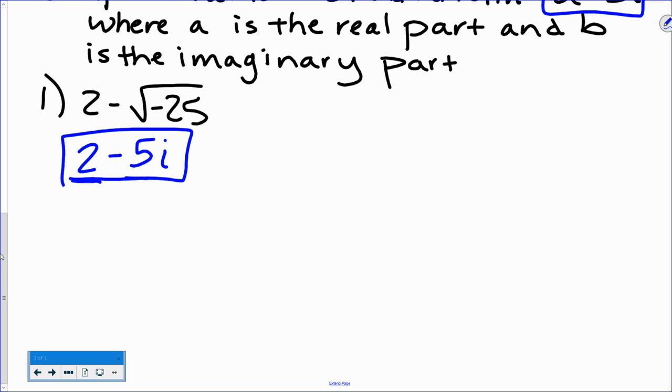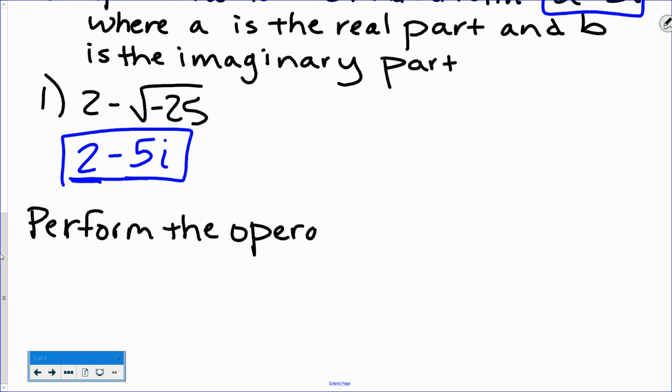Okay. So then there's a few other things that we'll do with our complex numbers. We will add them, subtract them, multiply, and do some things with division. And so that's what we'll look at for the remaining problems in our lessons here. So we'll go ahead and perform the operations, whatever they're telling us to do, and write our answers in complex number standard form.